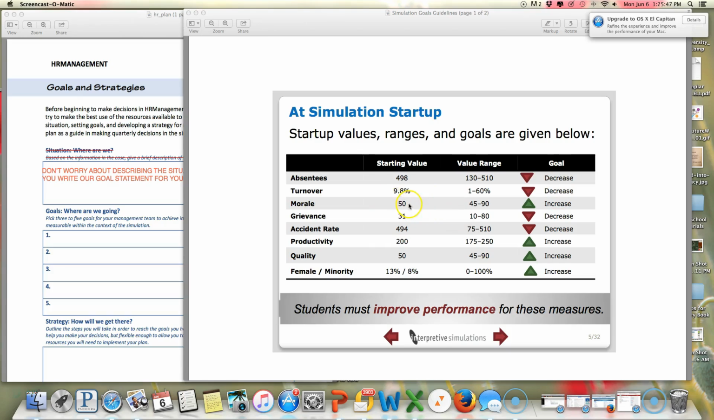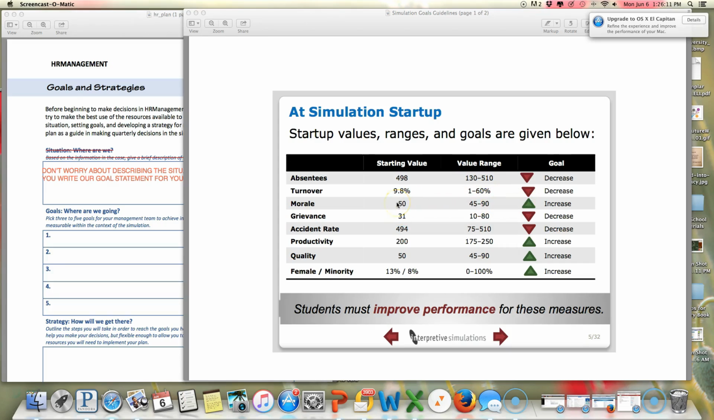Morale is sort of moderate, right? It's on the low side, but it's sort of that mid-range. People are kind of indifferent. It could go down. Ideally, you want it to go up. The highest it will probably go is about 90. Nobody is perfect, and no company is perfect in terms of their ability to achieve perfect morale, but you want to see this number increase as best as you can.